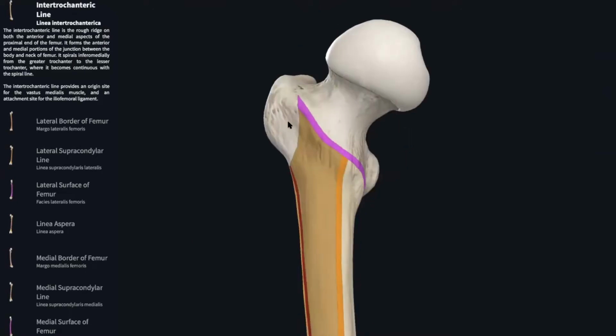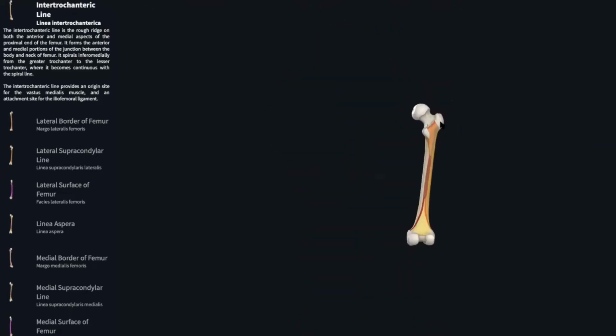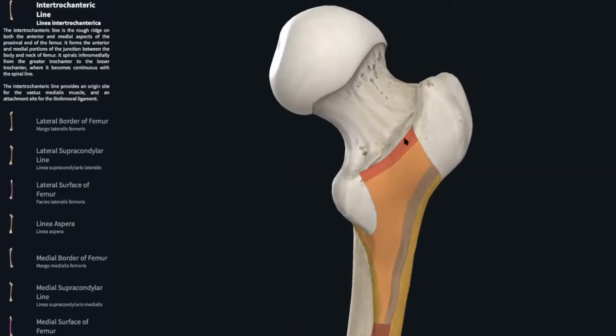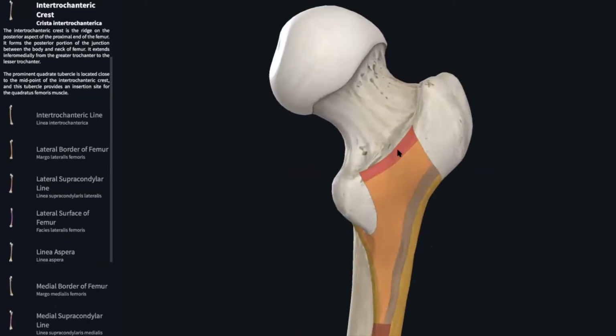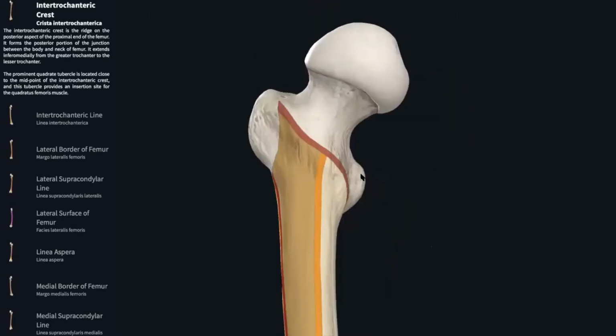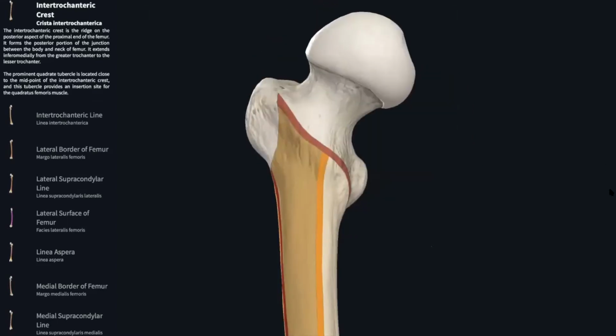But first, let's flip over and look posteriorly. So we're looking from behind now. And over here, we have the opposite of the intertrochanteric line on the other side, which is the intertrochanteric crest. It's just the same thing on the other side. Not much to say about it.